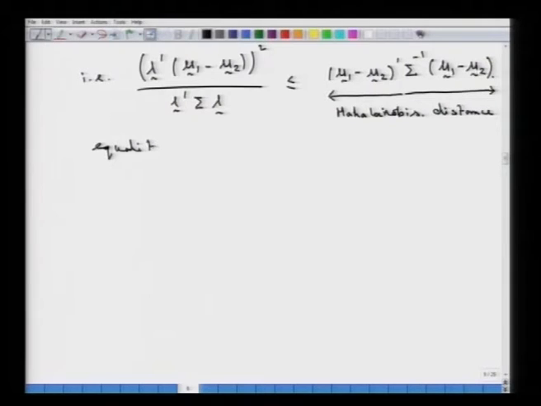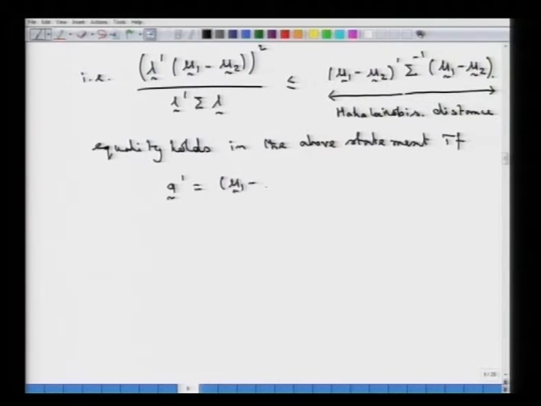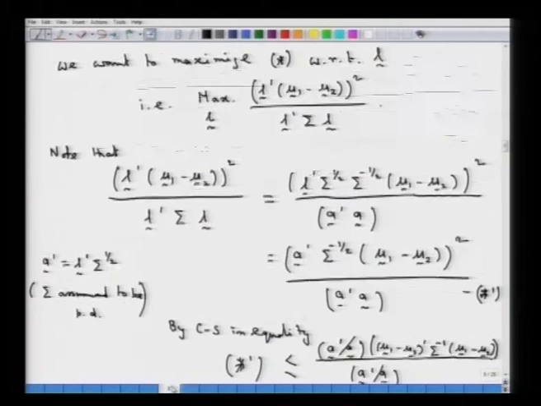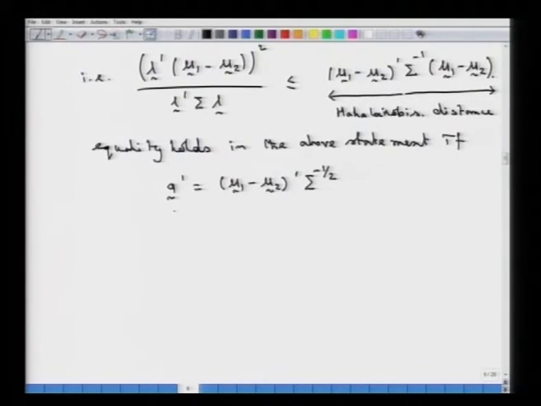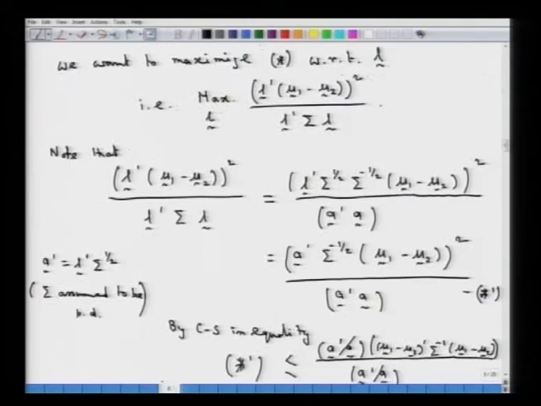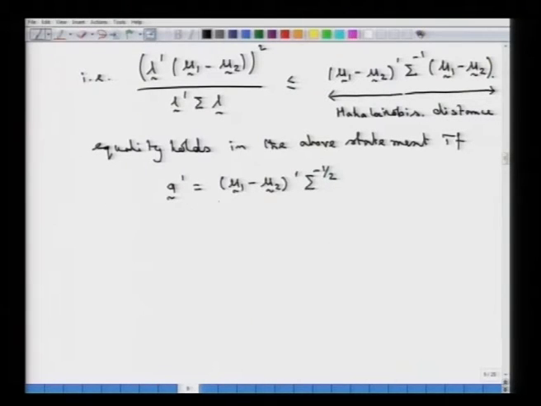Equality holds in the above statement if we have A prime equal to mu 1 minus mu 2 prime, then sigma to the power minus half. Why is that so? Because if we look back at this expression, this is the application of the Cauchy-Schwarz inequality to this particular term. So, this is one vector: u prime v squared is less than or equal to u prime u into v prime v. The equality will hold if the two vectors are the same or a constant multiple of each other, and in particular we will have equality here if A prime, the vector that we had chosen, is equal to this particular term.